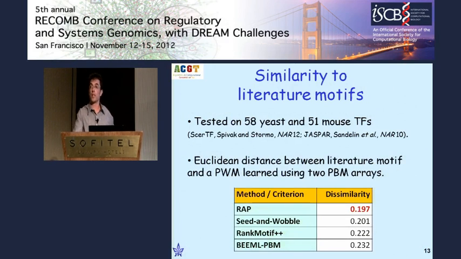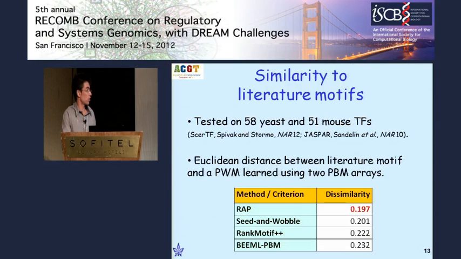In addition, we tested the similarity to literature motifs. We used the databases of CIS-BP and JASPAR, from which we downloaded 58 yeast and 59 mouse transcription factors that were learned from other technologies. And we measured the Euclidean distance between the position weight matrix learned by each method to the one from the database. Again, we can see that our algorithm achieved lowest dissimilarity values.